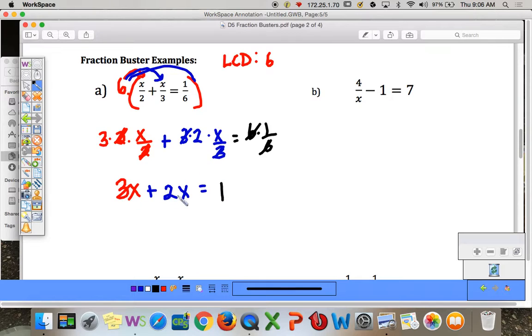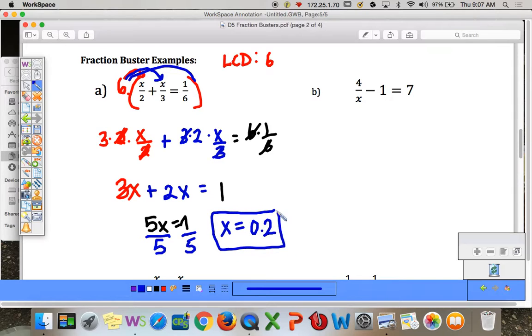So now we have 3x plus 2x equals 1. Combine like terms, we'll get 5x equals 1. To get rid of the 5, we're going to divide each side by 5. So x equals 1/5, or I believe that's 0.2. Okay, let's try the next one.